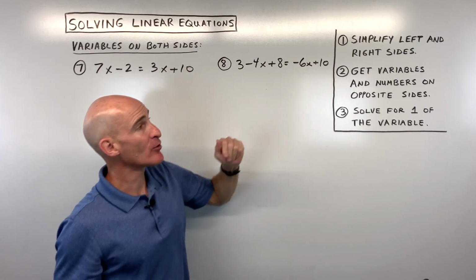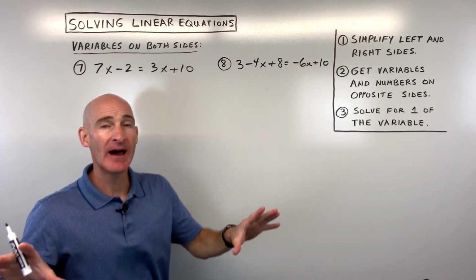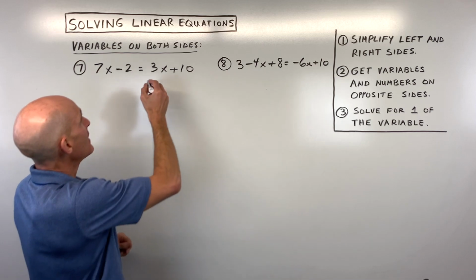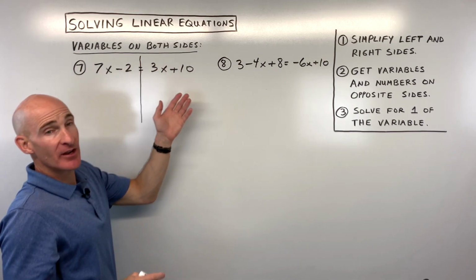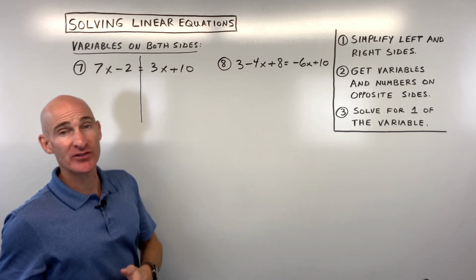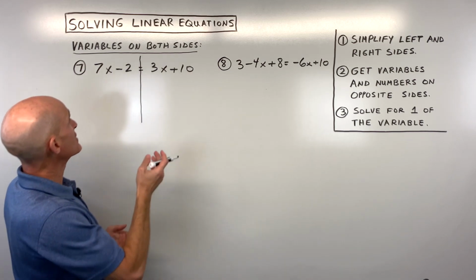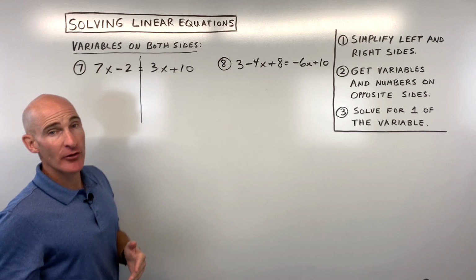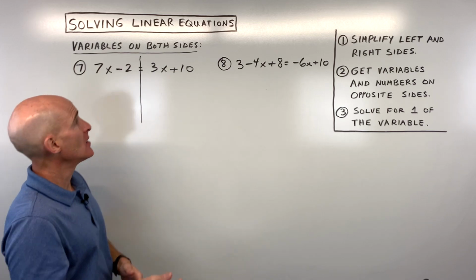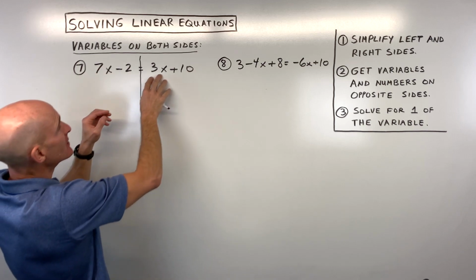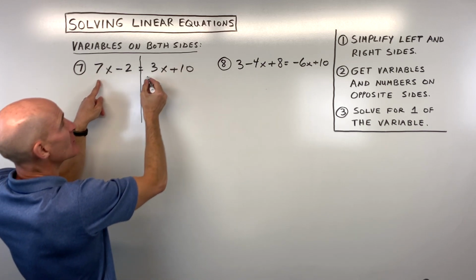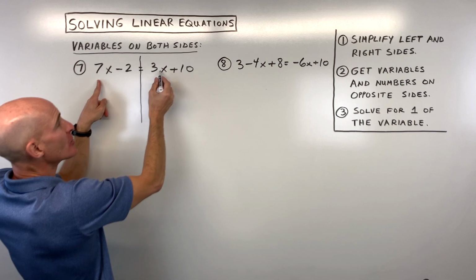But step 2 now, we're going to get the variables and numbers on opposite sides of the equation. Now, it doesn't matter whether you get the variables on the left and the numbers on the right, or vice versa. It's up to you. Sometimes one way might seem a little bit easier than another, but you're going to get the same answer in the end. So in this case, I'm just going to get the variables on the left side. To get the variables on the left side, that means I have to get rid of them on the right side. How do you get rid of something?